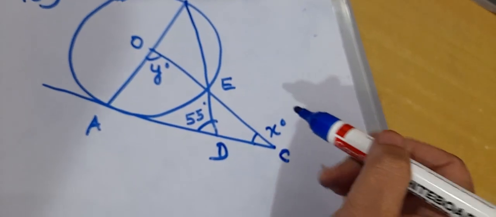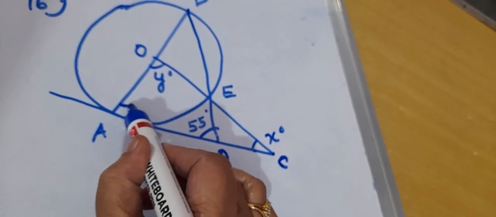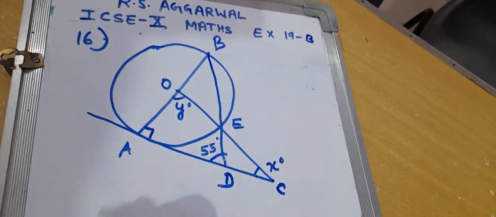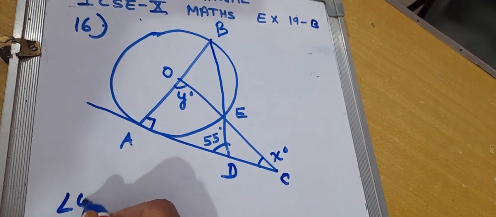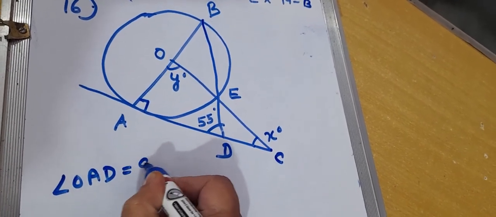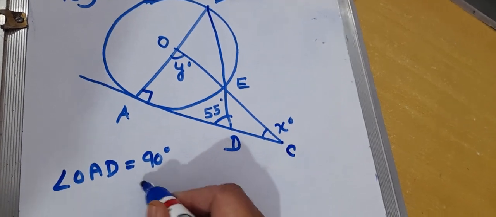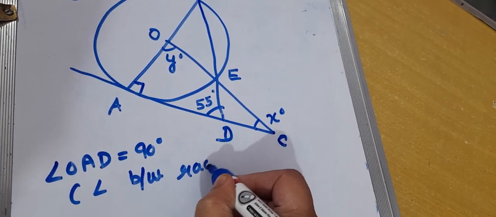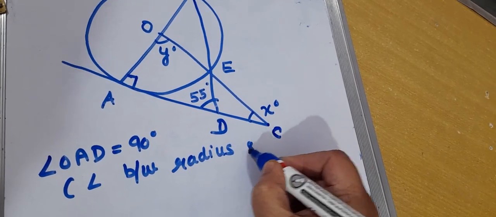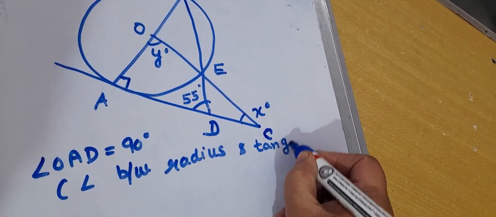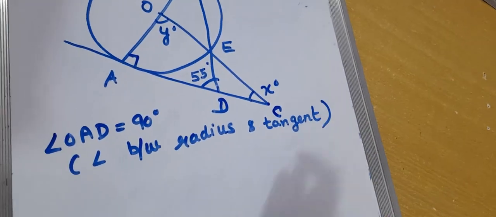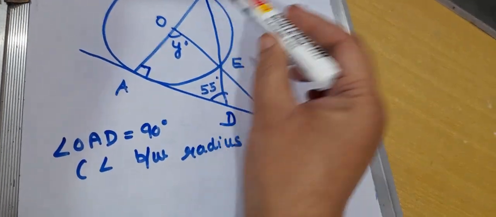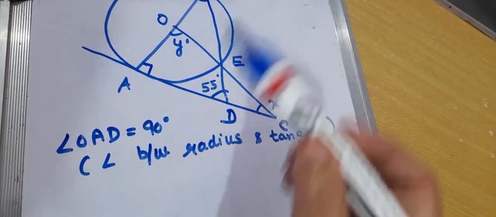First of all, I will find this angle. The angle between radius and tangent is 90 degrees. This is our property from the circles chapter. So angle OAD is equal to 90 degrees. Write the property: angle between radius and tangent. OA is the radius and AC is the tangent. Now this is 90. So to find Y, first of all, I will find this angle at the circumference.